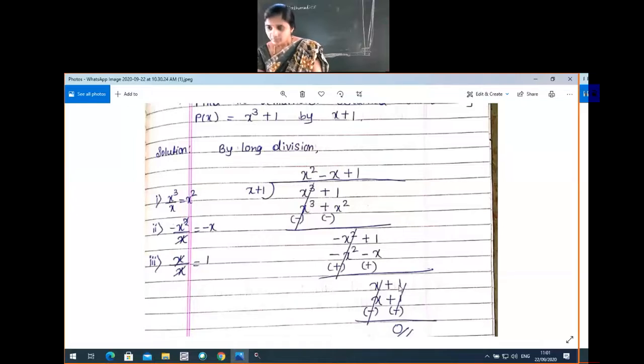Now the last step, this one. So x plus 1 is in the dividend place now. So the dividend's first term is x, and the divisor's first term is x again. x by x is 1, here plus 1. Then x plus 1 into this 1. x into 1 is x, plus into plus is plus, 1 into 1 is 1.